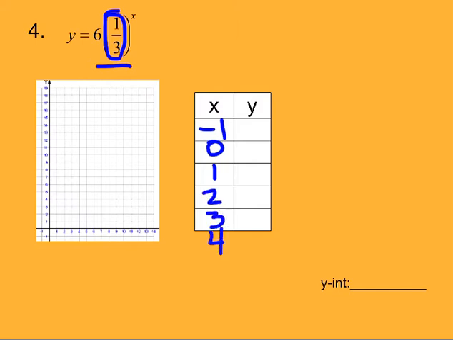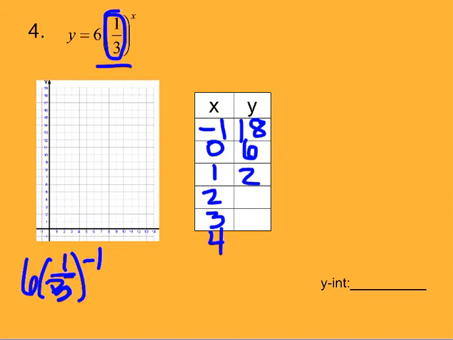and 4. Okay, so what we're going to do then is 6 times 1/3, and then we're going to start by raising it to the negative 1. Well, 1/3 to the negative 1 is really just going to be 3. So 6 times 3 is 18. Then 6 times 1/3 to the 0 power, that's the same as 6 times 1, so that's just going to be 6. So 1/3 to the first power is just 1/3. Well, 6 times 1/3 is the same as 6 divided by 3, so that's 2. And then here you're going to get 0.67. And then you're going to get 0.22. And then you're going to get 0.07.